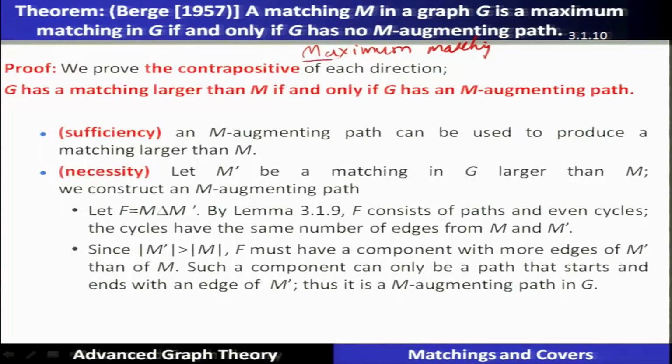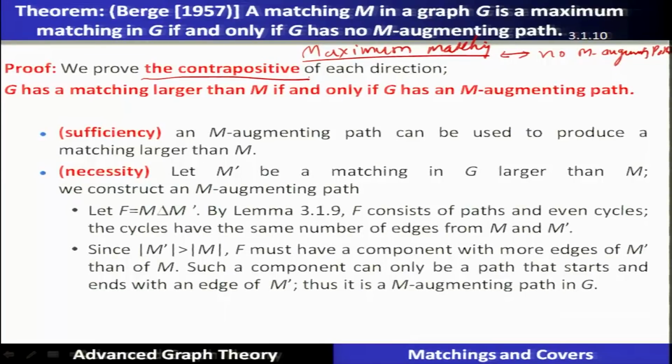It will characterize a maximum matching. Maximum matching is equivalent to the graph having no M-augmenting path. So, we have to prove it in both directions. Now, the proof will use the contrapositive in both the directions.